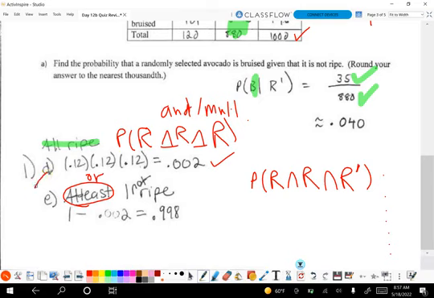Part D says, well, what's the probability of all of the avocados being ripe? Well, that probability does not include at least 1 not ripe avocado. So if I take the whole of the universe, 1, and I subtract out the probability from D, the probability that all 3 of them will be ripe, I have a much easier way of getting the probability of at least one avocado not being ripe, and that would be 0.998, 1 minus 0.002.